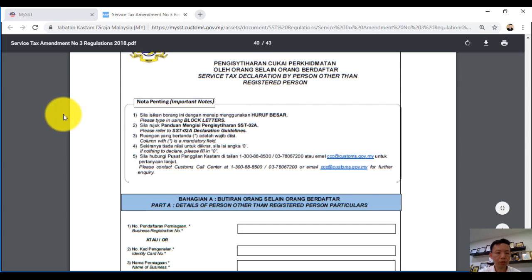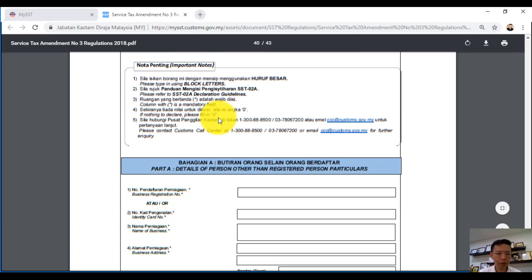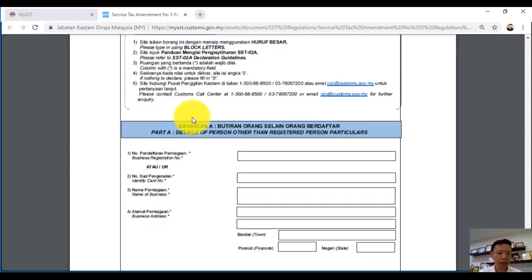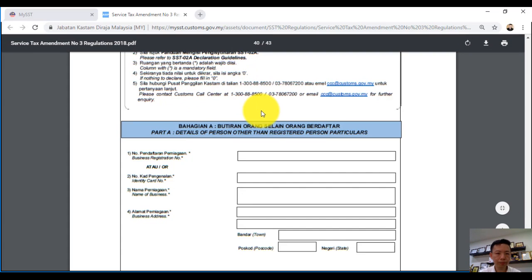Let's make it bigger for you to read more easily. The first thing is to fill this up, all the wording must be in capital letters, and you can refer to a guide. All the fields that come with an asterisk or small star are compulsory fields. You need to fill them up. And let's say there's no value, just put 0.